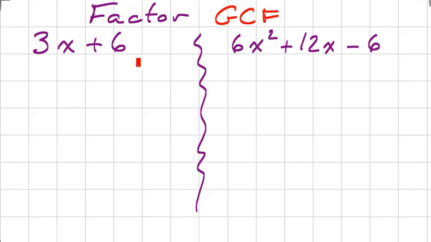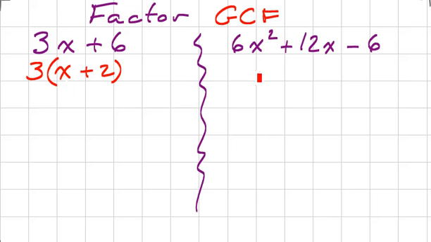We've got 3x plus 6. You should be able to see that in both of these terms, 3 is a common factor. And the question I always teach you is what do you multiply 3 by to get 3x? And what do you multiply 3 by to get positive 6? And there's your factors. 3 is your greatest common factor. x plus 2 is the other factor.